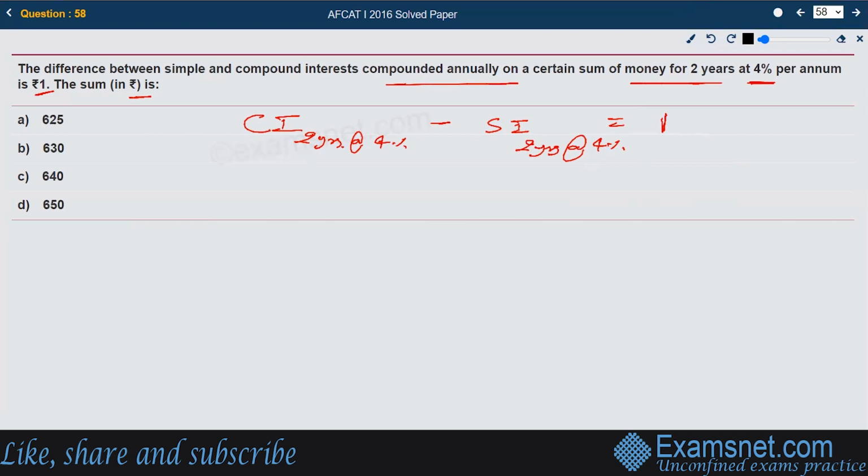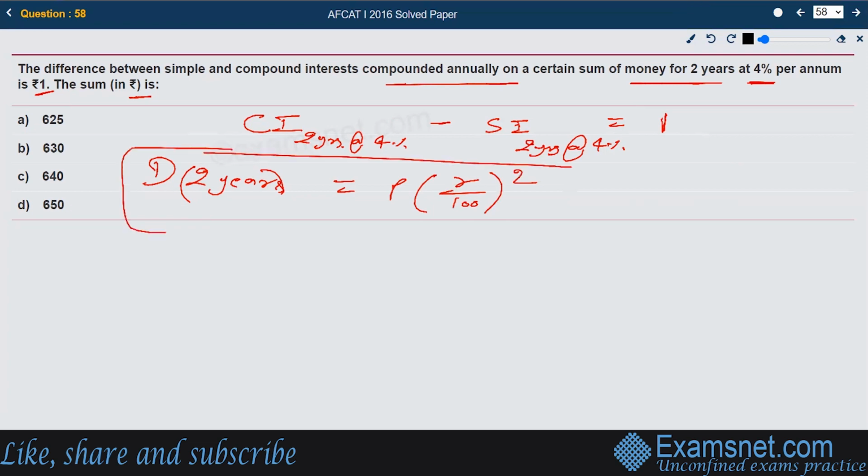So see, if it is a 2-year case, where the difference for 2 years is required, there is a formula that can be used. The difference for 2 years can be directly calculated using a formula. That formula is P into R by 100 whole square. This formula is only for the case when the difference for 2 years is to be found. If the difference for more than 2 years or less than 2 years is to be found, this formula should not be used. Since the difference for 2 years is what we need, let us find out.